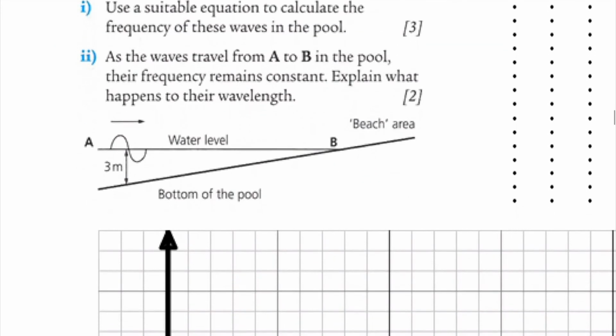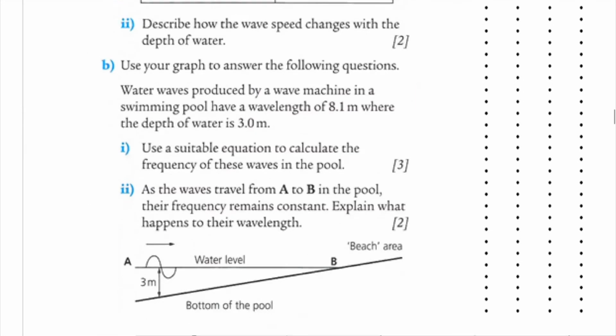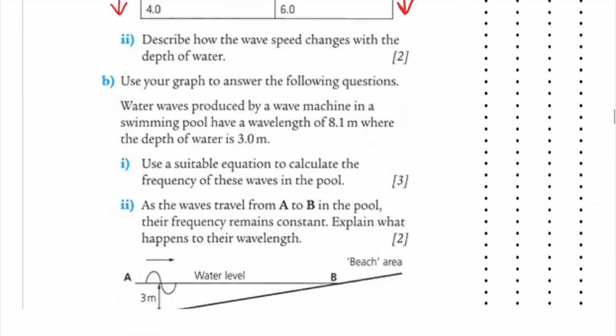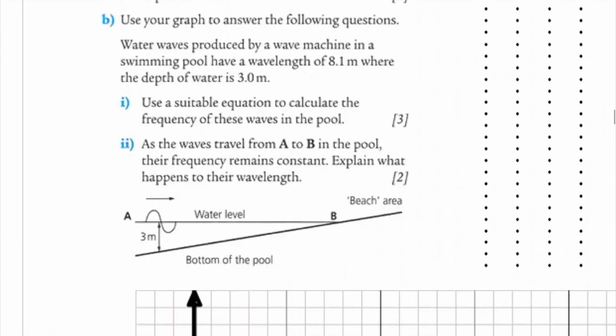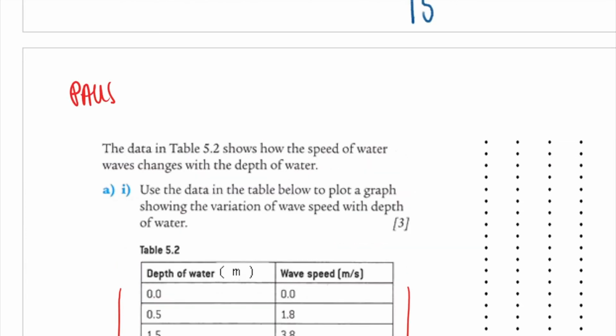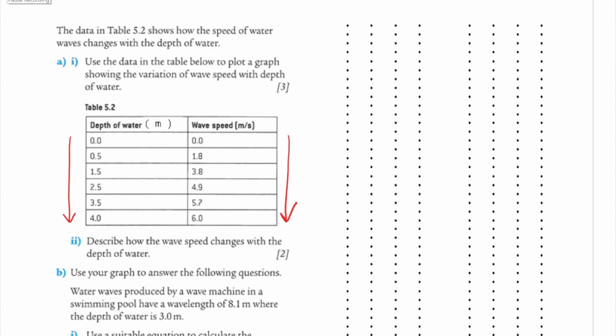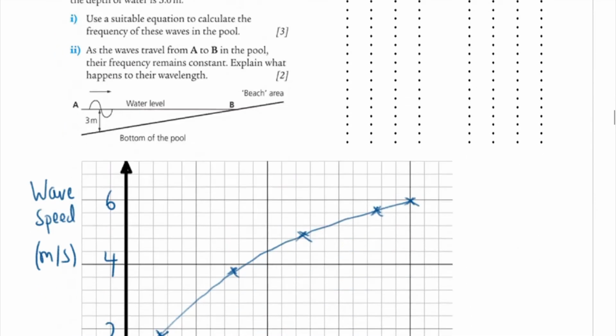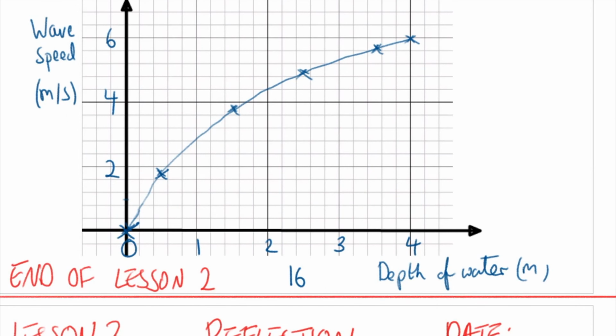So I'd like you then to complete part A and part B. This will be a self-assessed question. So what you need to do is press pause now and when you've completed A and B, press play again. I've just plotted the points underneath. Because depth is the independent variable, that needs to go on the horizontal axis, and wave speed on the vertical.